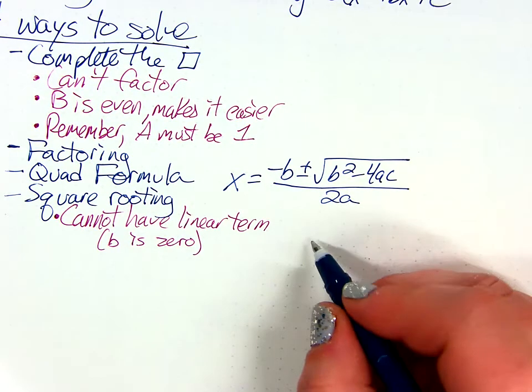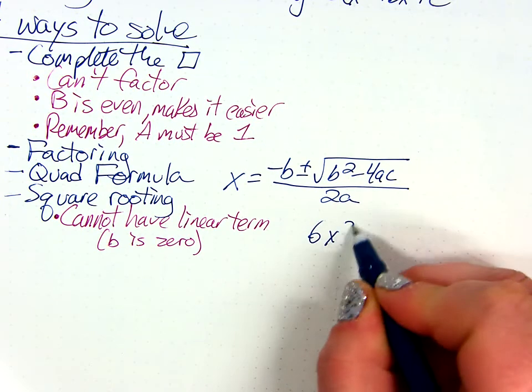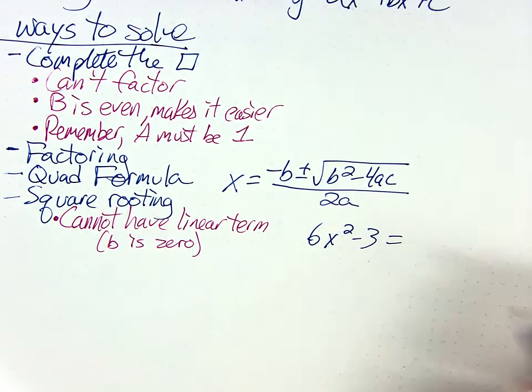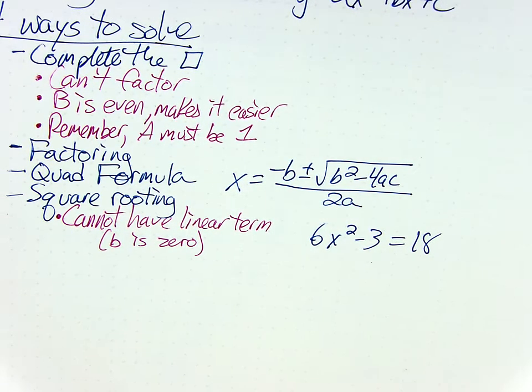Okay, so that might look something like, oh, I don't know, about 6x squared minus 3 equals 18. Something like that. There is no linear term there, so I could solve this one by square rooting.